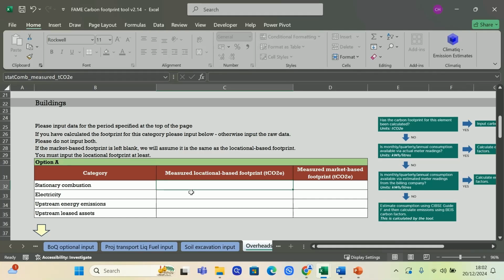So here you just are entering numeric inputs like 100, and then 80, and then 0. If you don't input anything in these, then it will just assume that the market is equal to the locational.